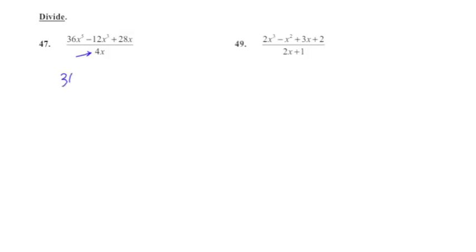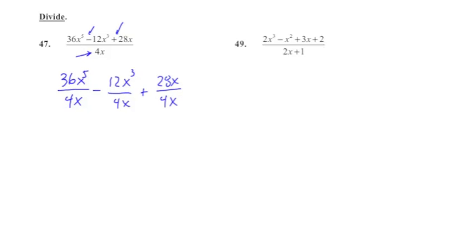So we're going to take 36x to the 5th, and we're going to divide that by this denominator, 4x. Notice this had a negative sign, so I'll say minus then 12x cubed over 4x, and then again positive sign here, so then it would be plus 28x divided by 4x. So all I've done is taken each of the terms in the numerator, and I'm going to divide each of those terms individually by 4x. Let's take a look at the first term.